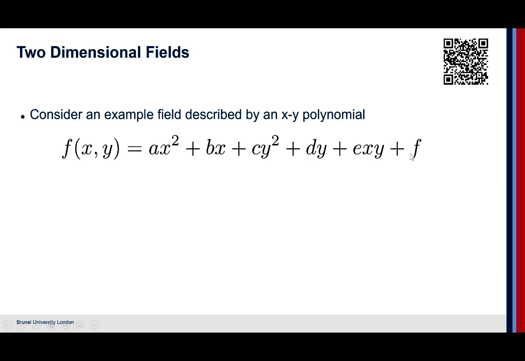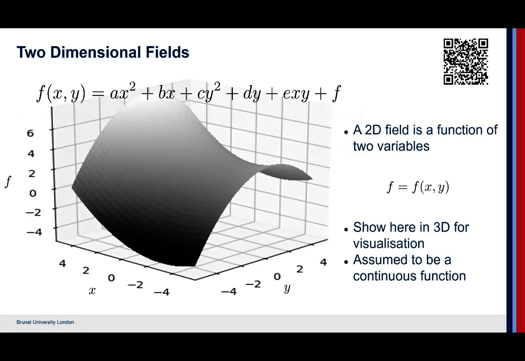And it has this kind of cross term and then just a constant term. A, B, C, D, E, and F are just constants, coefficients. And again, I'll put a MATLAB code online. You can actually plot this function. I encourage you to try what happens when you try different coefficients.